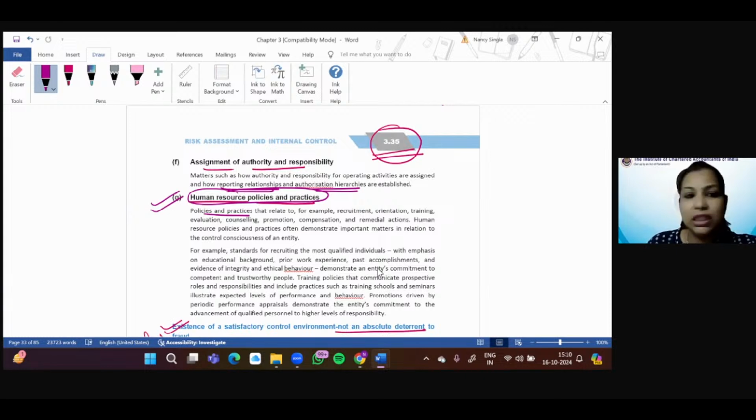What are HR policies? Quickly, without looking at the module, tell me what comes to your mind. HR policies are related to what all things? Quickly send in your replies.